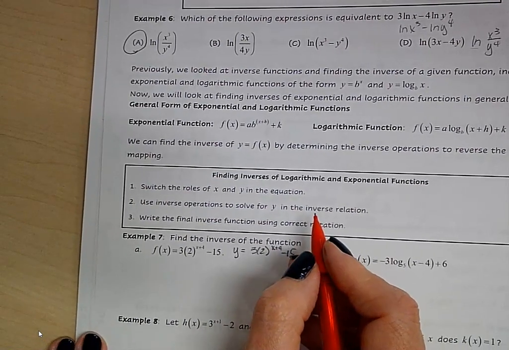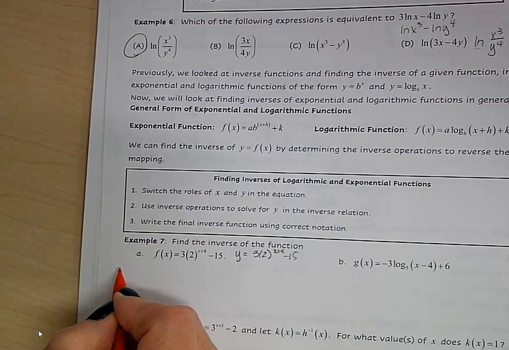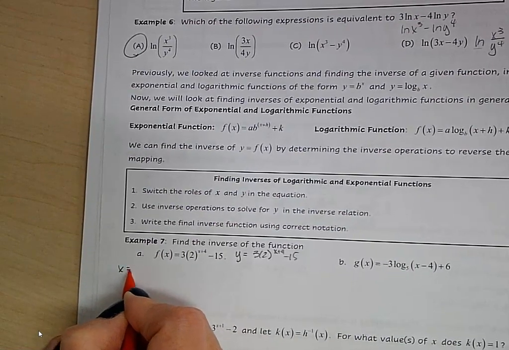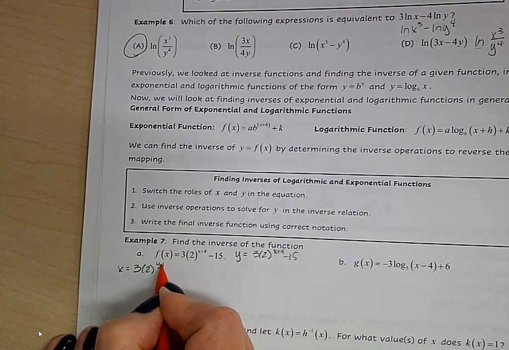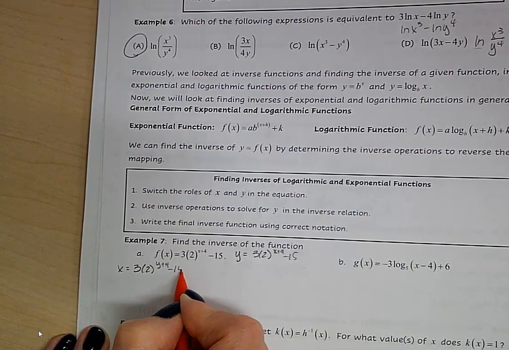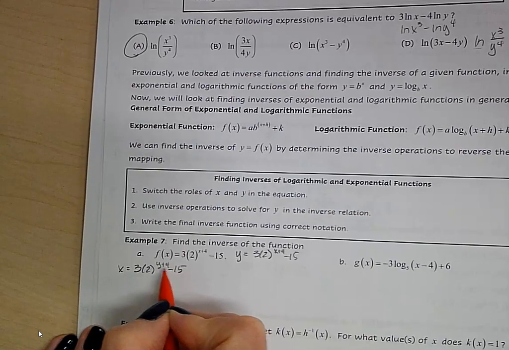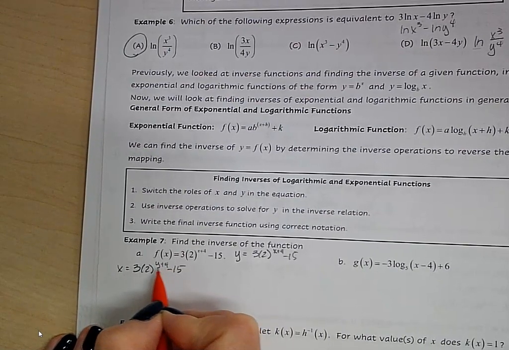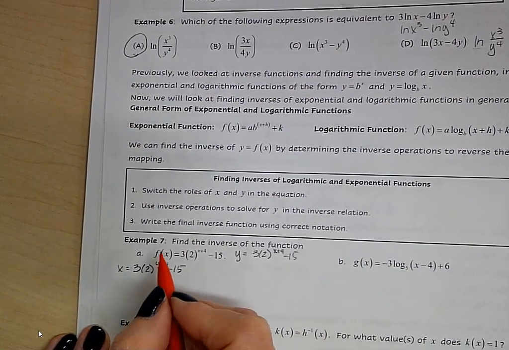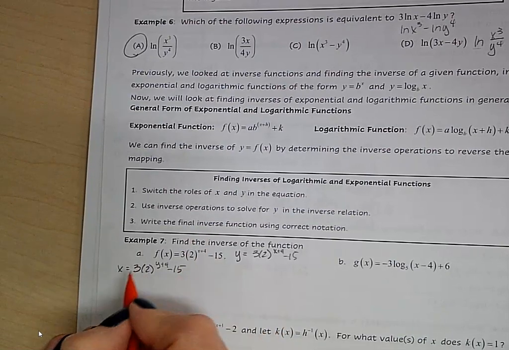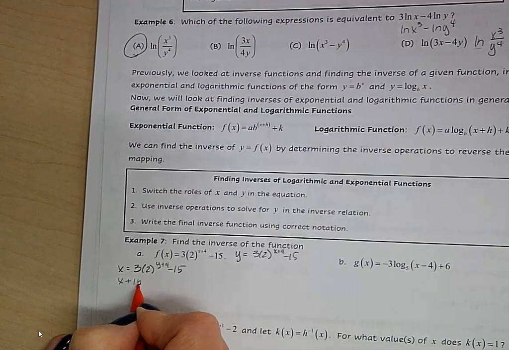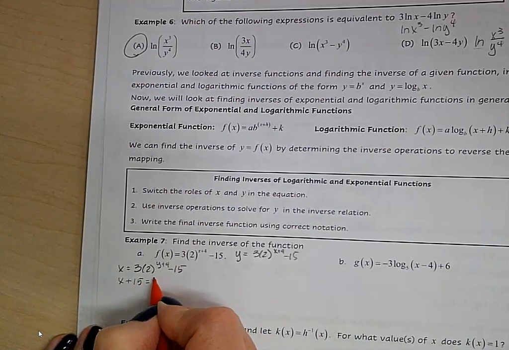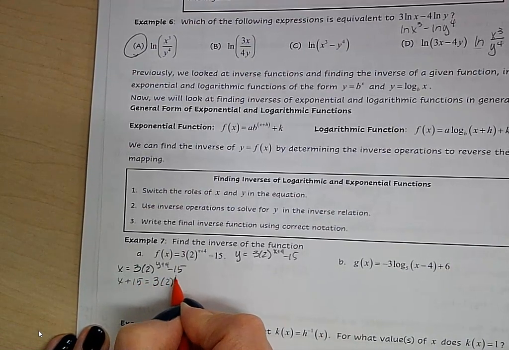So I'm going to come over here so I can get some workspace, and I'm going to switch my x and y. So x equals 3 times 2 to the y plus 4 minus 15. And now I need to get that y to that y somehow, so I'm going to have to work until I can get there. So of course the first thing I would do would be add 15 to both sides. So that'll give me x plus 15 equals 3 times 2 to the y plus 4.